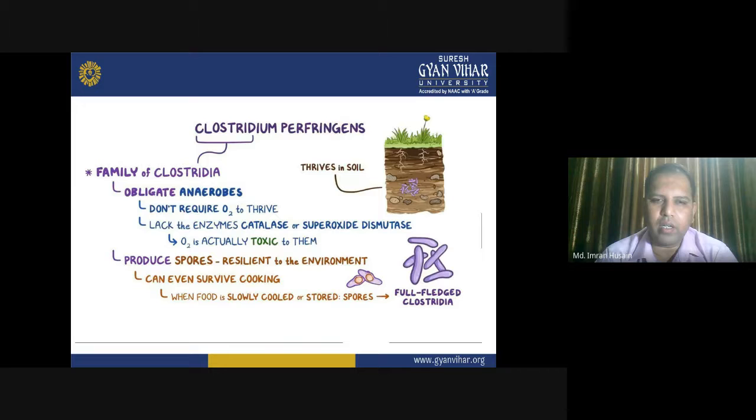Okay, and it can not only survive the environment, but it is extremely resilient also. When food is slowly cooled and/or stored, the spores turn into full-fledged clostridia. So most of the time, the accidental cases of food poisoning or eating of toxic food materials are due to this only, because the food material that has been contaminated with Clostridium perfringens is just containing spores.